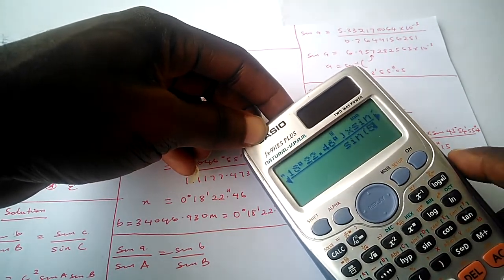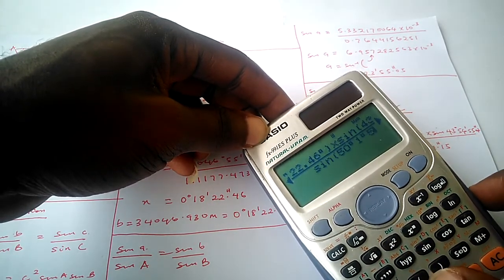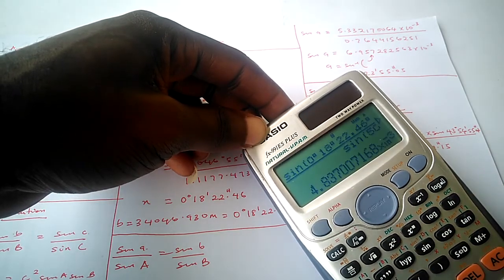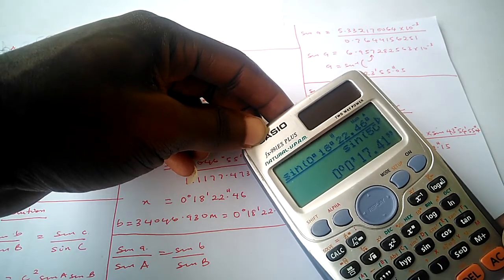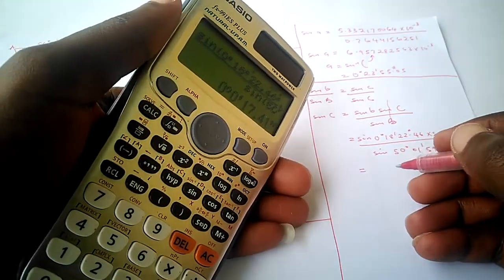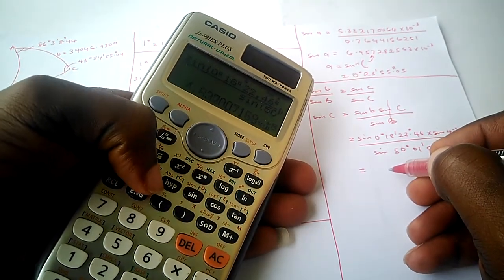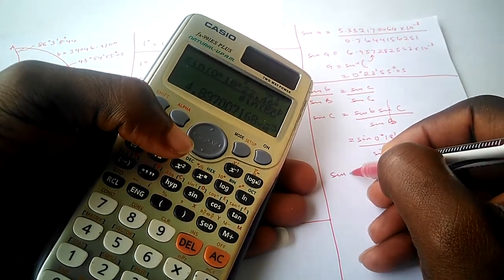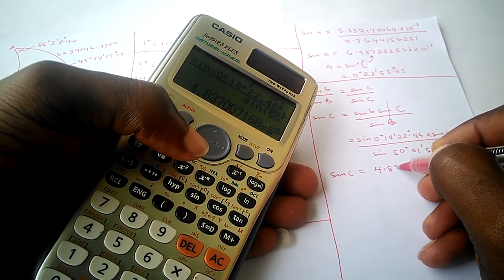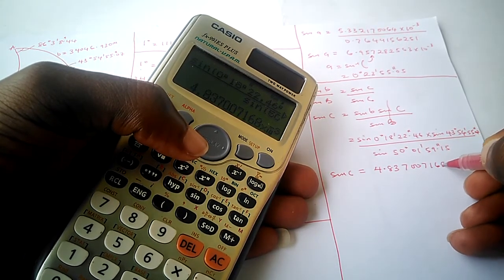50 degrees 1 minute 59.15 seconds. So we have the value for side C. We have sine C to be equal to 4.83700768 times 10 raised to power minus 3.